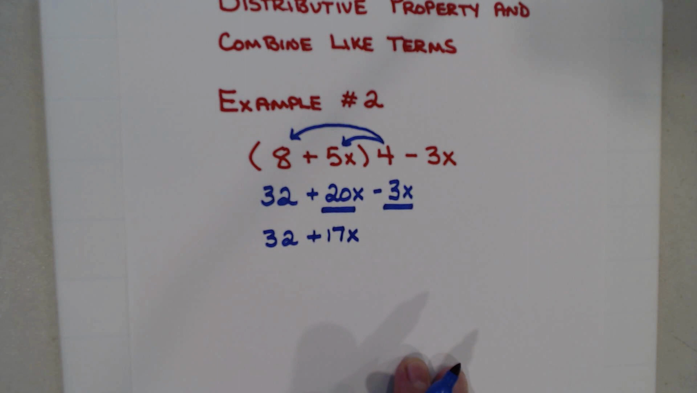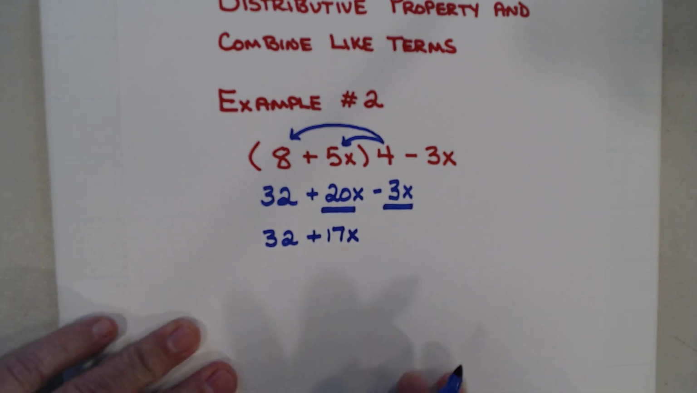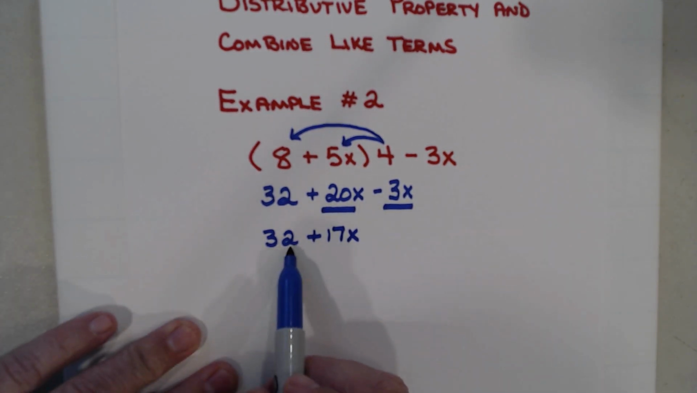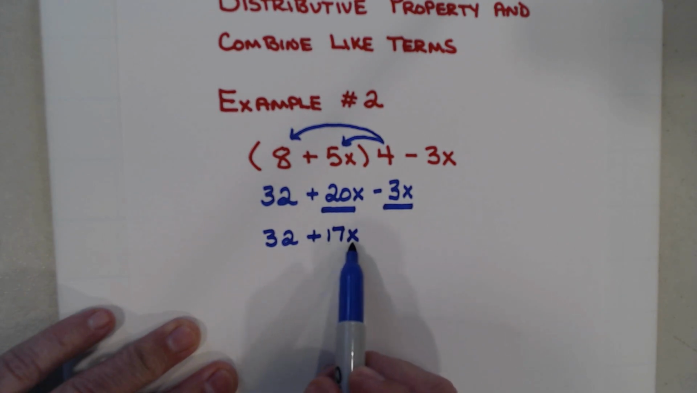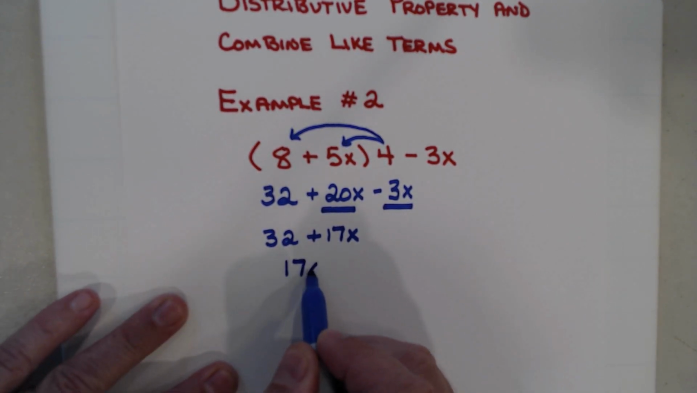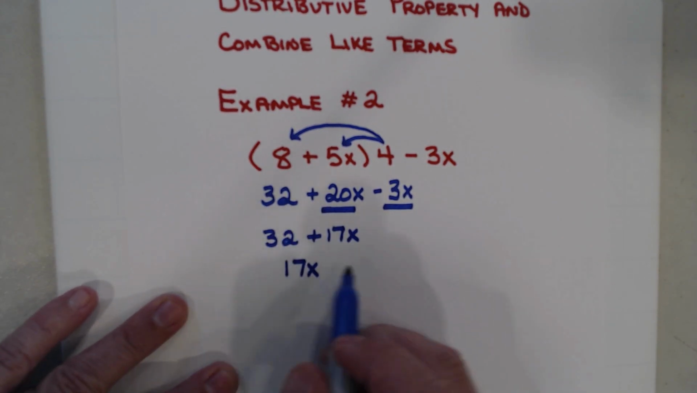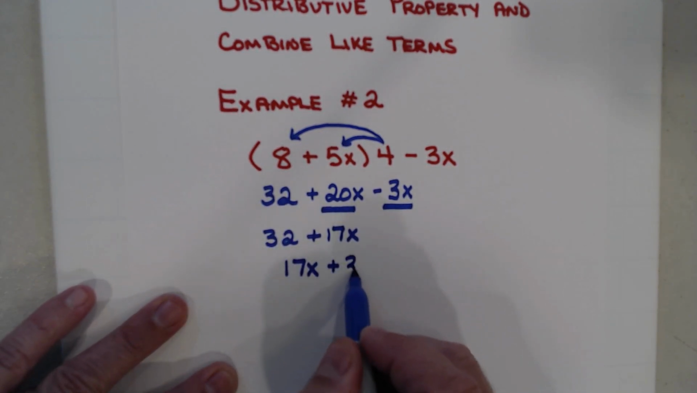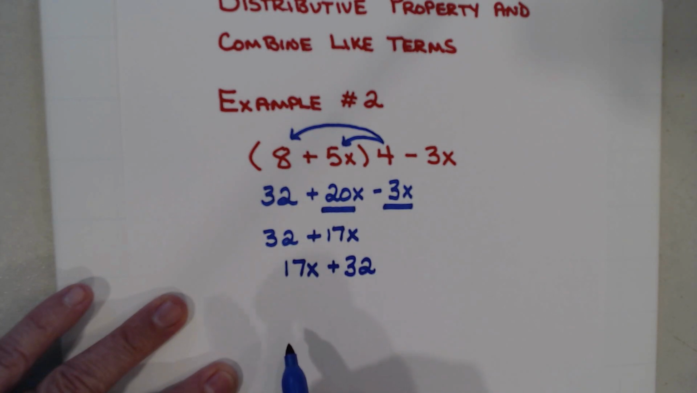Again, I need to make sure that this is in the right order, and the constant, the number that doesn't have a variable, always goes on the end. This term right here, 17x, should be first. So I'm going to put that first. 17x, what kind of 32 is this? It's a positive 32. I put it there on the end.